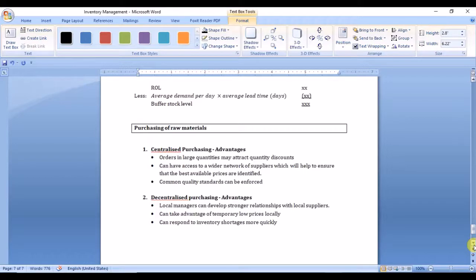Decentralized purchasing advantages: local managers can develop strong relationships with local suppliers, because at a smaller scale, when you're finding local suppliers, sometimes the relationship could be better. They can take advantage of temporarily low prices locally. From time to time at different divisions, prices might go low, which the head office might not know.